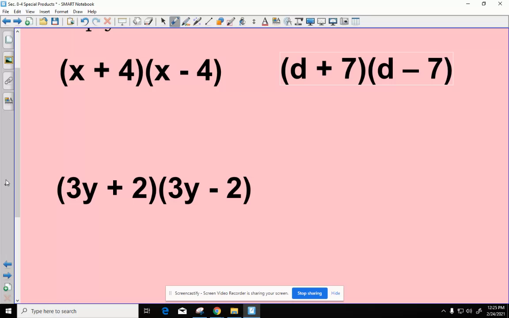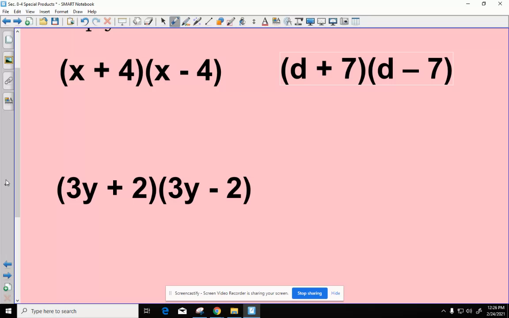Look at those two 4x's right there. One's positive and one's negative. What's going to happen to them? What's positive 4 and negative 4? Yes, they cancel each other out. So that just would be gone in the middle.